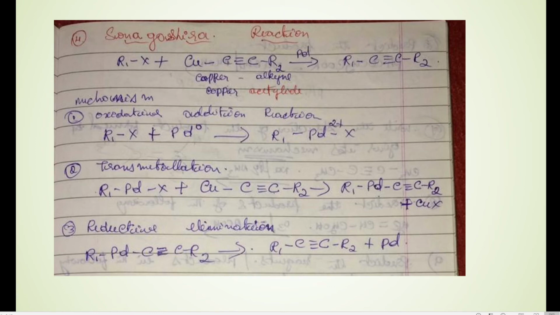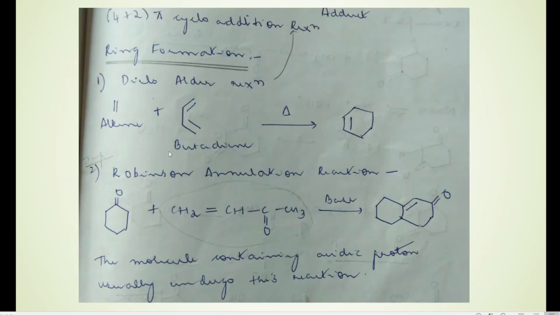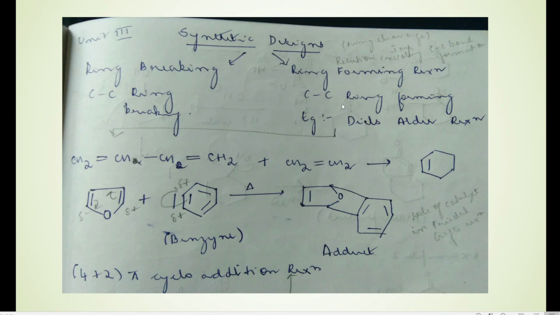So moving on to the next topic, that is synthetic designs. In synthetic designs, we study how different organic molecules, molecular species are formed and what their orientation or design is. In synthetic designs, there are two classifications: one is ring breaking reaction and the other is ring forming reaction. As their name suggests, in a ring breaking reaction a carbon-carbon ring is broken, whereas in a ring forming reaction there is formation of new carbon-carbon rings.